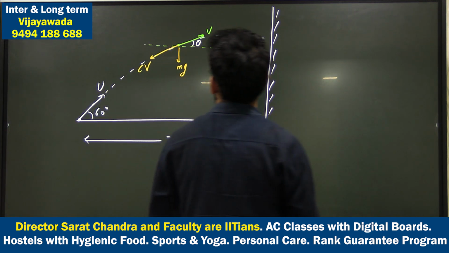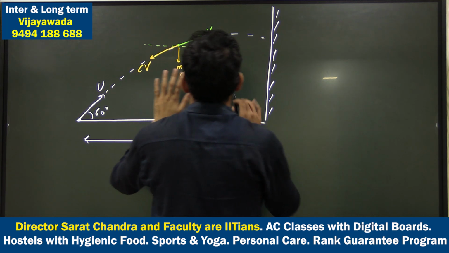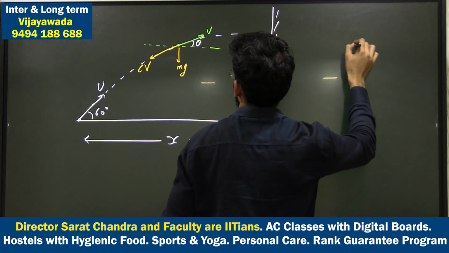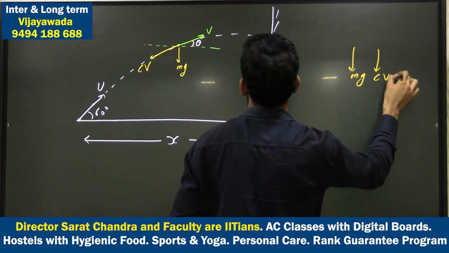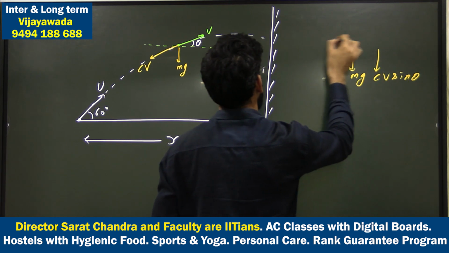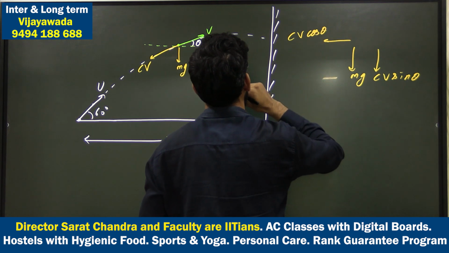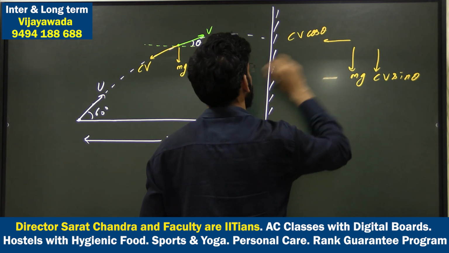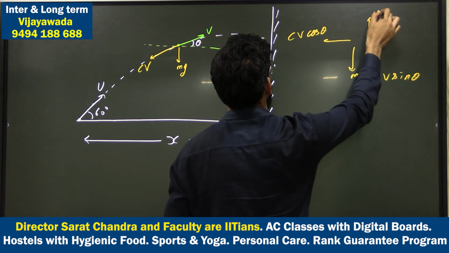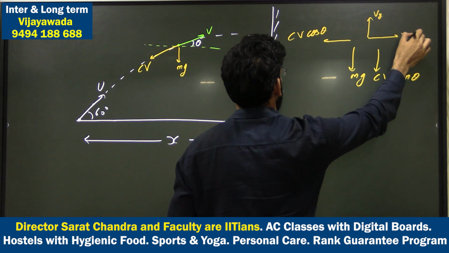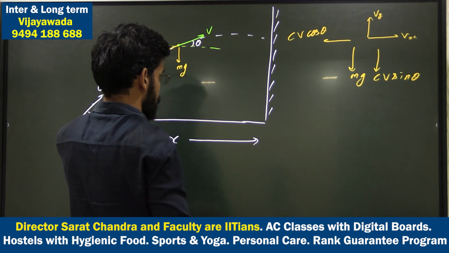So in x direction, what you can say, in y direction I can say mg is there, okay, and downward force CV sin theta is there, okay, and in this direction you have CV cos theta, okay, this is the force, right? And velocity, if you take, velocity has this direction Vy and this direction Vx, okay, you have to go in the Vx, so V cos theta at a particular point, okay.